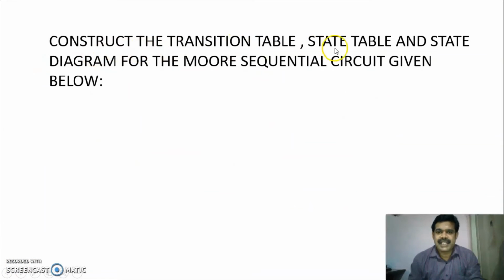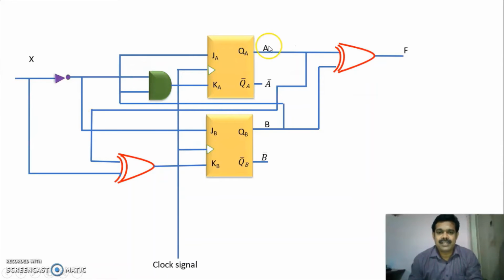This is the problem. Construct the transition table, state table, and state diagram for the Moore sequential circuit given below. This is the circuit given, and we have to find the state table, transition table, and the state diagram for the given circuit. So this problem is an analysis problem.